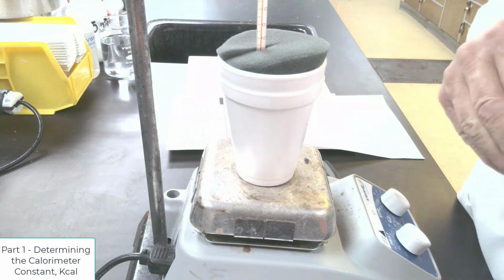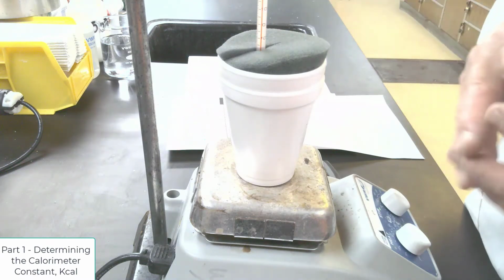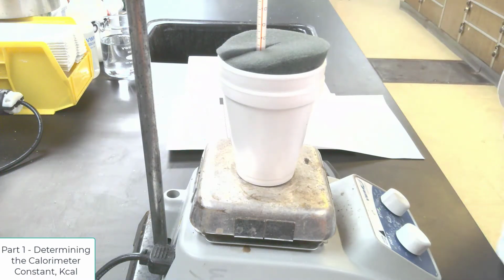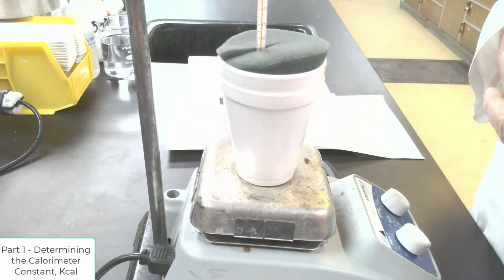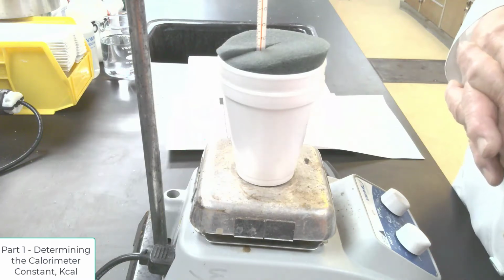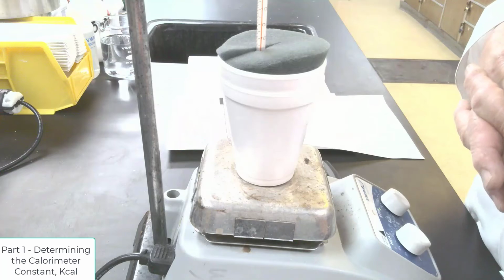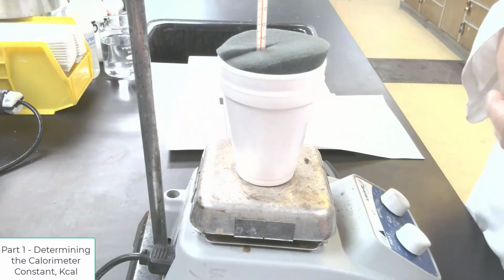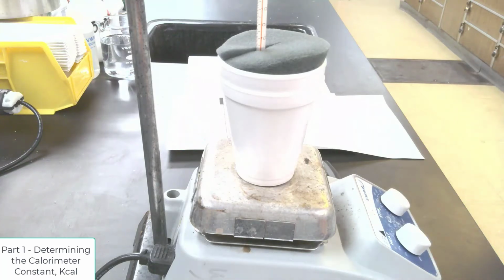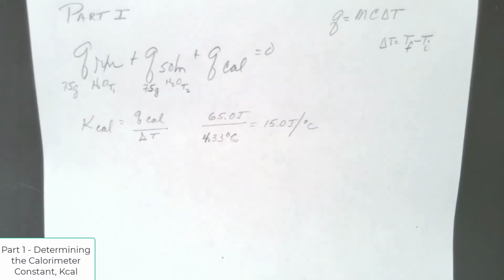Now when you do an experiment like this, you do want to use the same thermometer all the time, because thermometers should be calibrated because they're not always accurate. To calibrate a thermometer, you just put it in an ice bath and read what it reads. You cannot use boiling point. Okay, so that is how you would get the kcal.